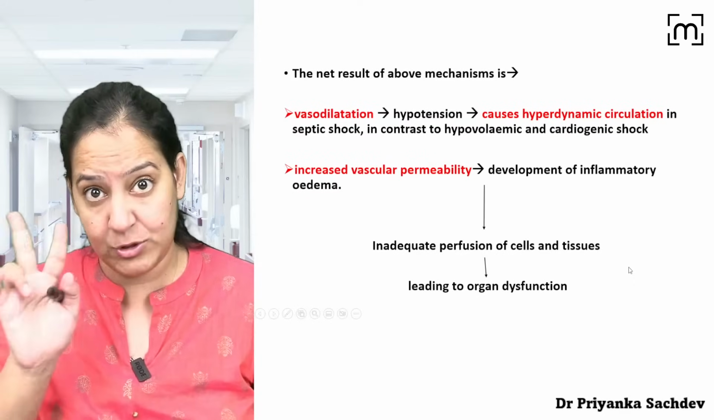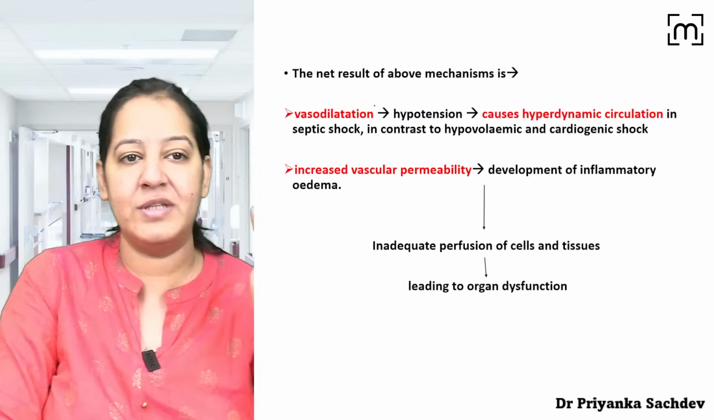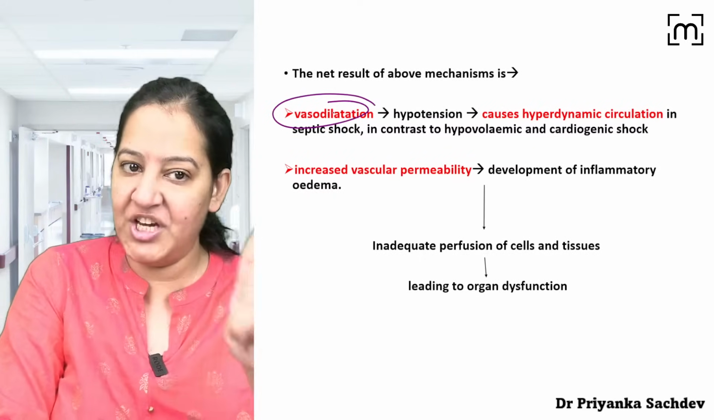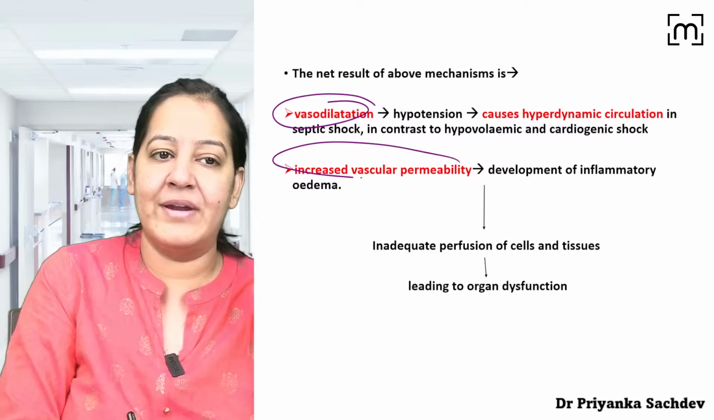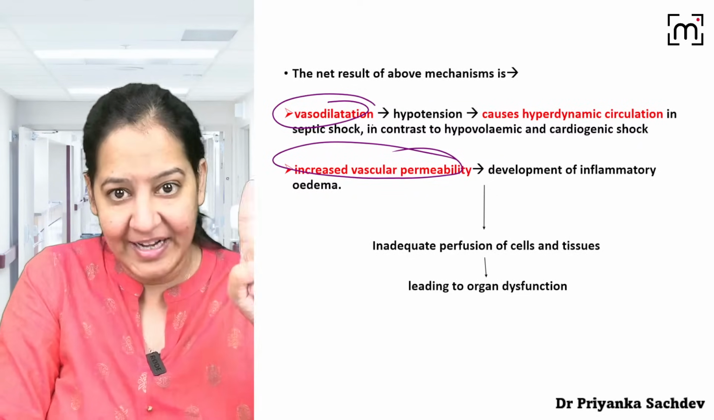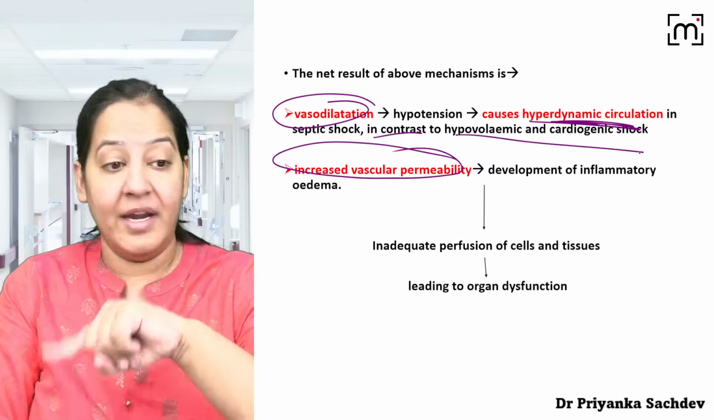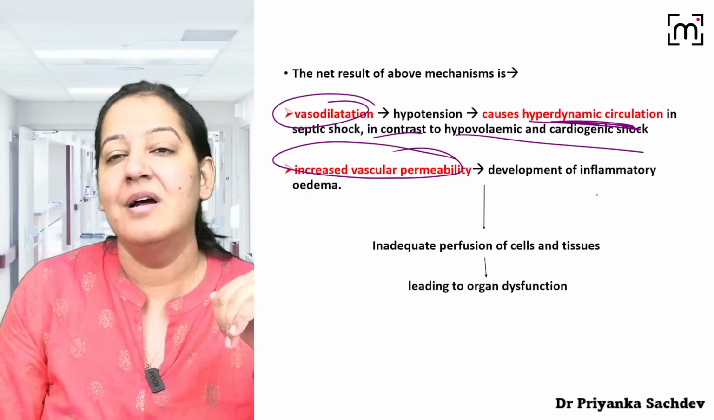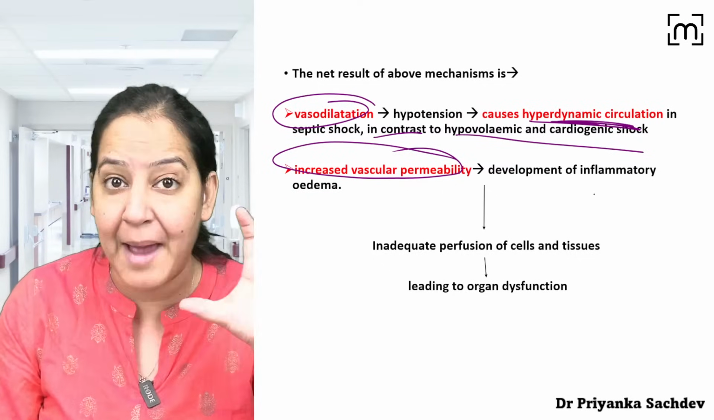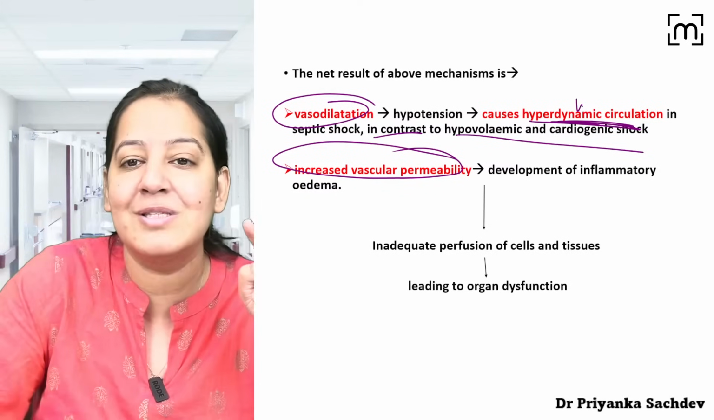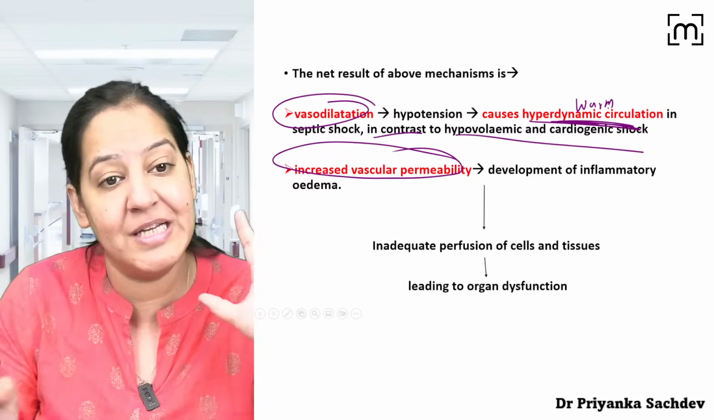These two cytokines will cause two things. What two things? They cause vasodilatation initially, and later on they cause increased vascular permeability. The vasodilatation leads to hyperdynamic circulation, in contrast to the other two shocks. In the other two shocks, there was hypovolemic, hypodynamic circulation. Here there is more blood supply to the organs, so the hands and extremities will be warm.